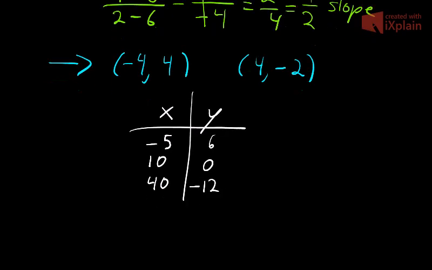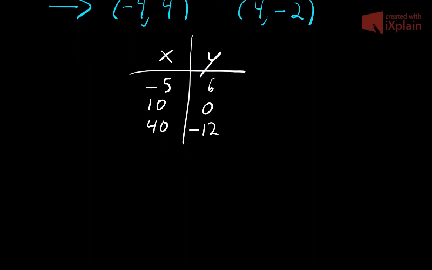So we know that our formula is going to be m for slope. I still don't know why that's m. It just is equal to y2 minus y1 divided by x2 minus x1.